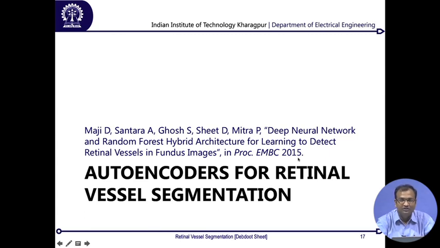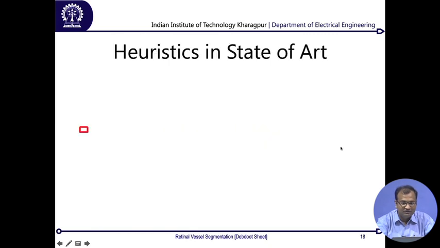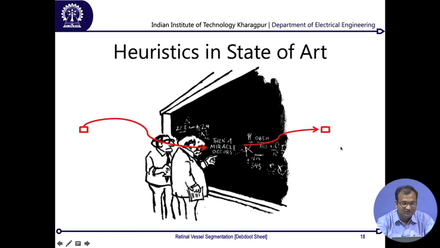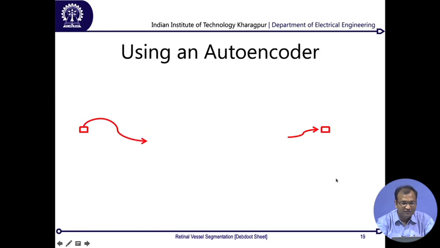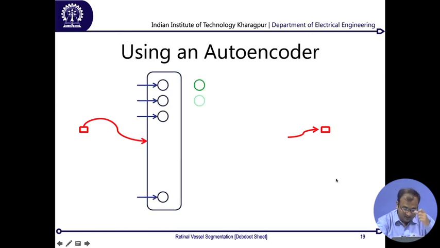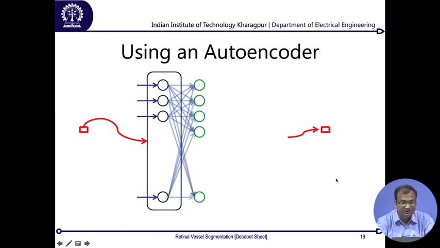The next topic is using autoencoders for retinal vessel segmentation. This is one of our papers from EMBC 2015. If you look at the earlier method, it somehow appears like there is some sort of heuristic jugglery going on, and out of all of these mathematics you are able to prove it. Now, if we want to do it using a data driven approach, can we do it? That is the question we were asking here.